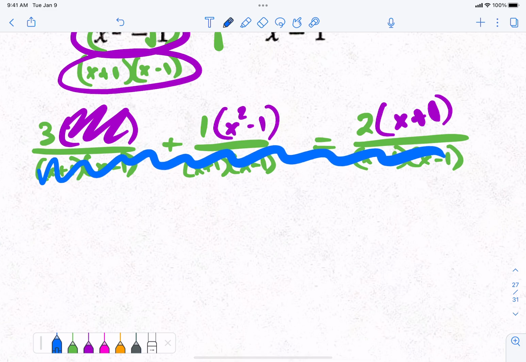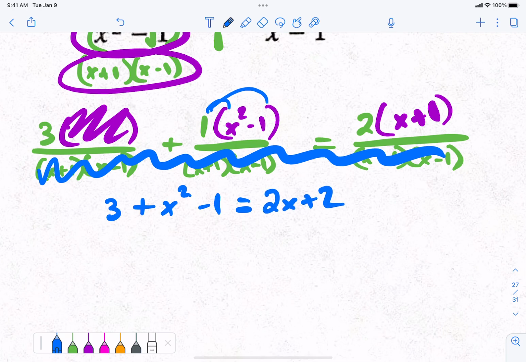Cross the bottoms off. All right. The 3 doesn't need anything, so he's just that. 1 times each one of those is just x squared minus 1 equals, what's it equal to? 2x plus 2. 2x plus 2. All right. Now let's figure out the rest.